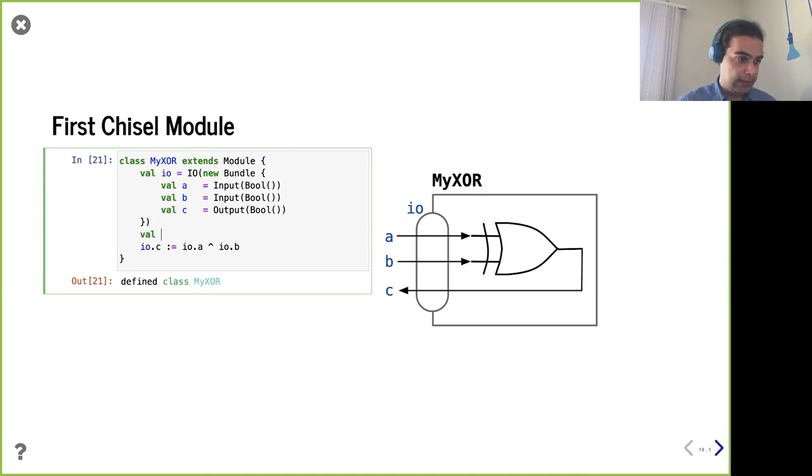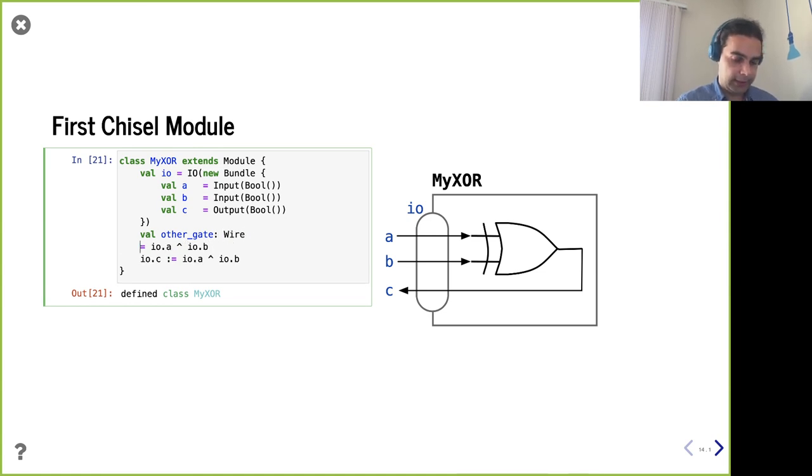Okay, I'm going to go ahead and make a little bit of hardware. So let's say we want to make another gate. Here I'm writing a variable. Yeah, I need to make that a wire, don't I? Oops. We'll cover wire on Friday.